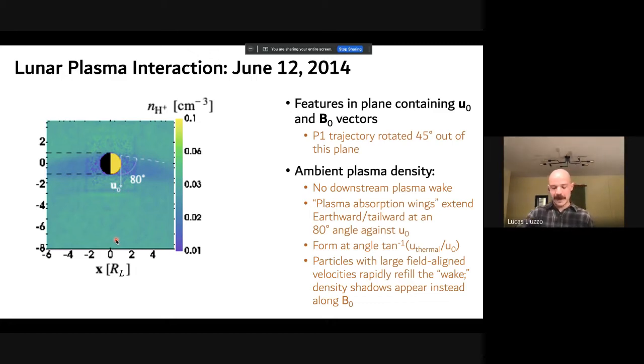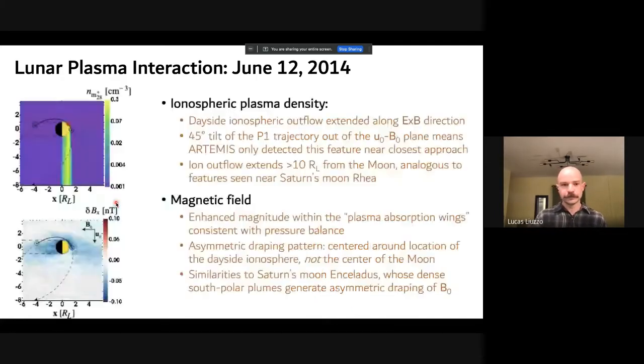Because even though absorption is happening at the ram side, so in this case from this hemisphere here up top, there's no wake located downstream because those particles can very quickly refill because of their high thermal velocities. If we now look at, again, the ionospheric plasma density, you see that the lunar ionosphere during this day should have extended very far from the moon, just associated with the direction of pickup and the E cross B direction. But unfortunately, again, because Artemis' trajectory was out of this plane, it just didn't really see any of these features.